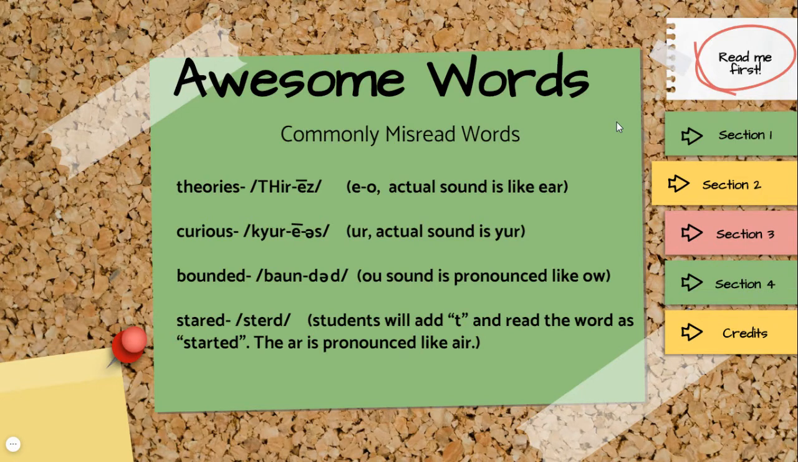The last word is probably the most often misread word I hear from students. Look at the word. A lot of times students are reading and not paying attention. They will add that T to the end of the word and read it as started. And they don't even notice that the sentence doesn't make sense. Would you started at by someone or would you stared at someone? Hear the difference? One sentence makes no sense. Read the word stared.